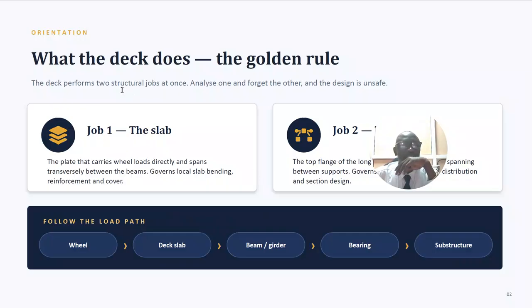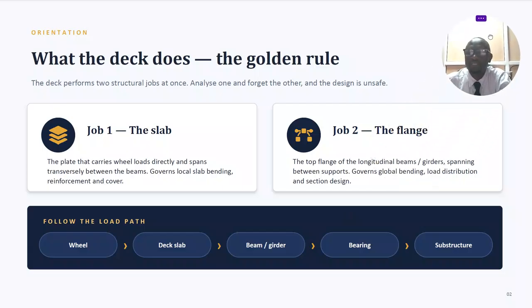So what the deck does, basically the golden rule is that the deck performs 2 structural jobs at once. Analyze one and forget the other, and the design is unsafe. So you have to be careful. The slab, that's under job 1. Then job 2, you have the flange. So the plate that carries wheel load directly and spans transversely between the beams governs local slab bending, reinforcement, and cover. So normally we do that like local effect analysis. So we see the method of design, but local effect analysis now transversely.